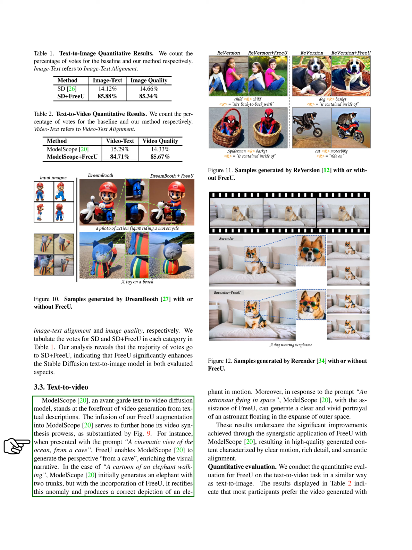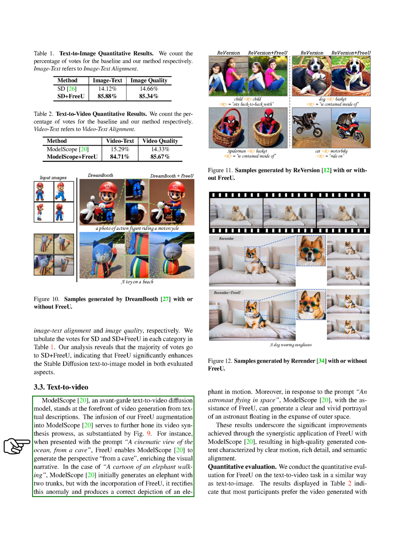Model Scope is a cutting-edge model that can generate videos from text descriptions. When we integrated FreeU into Model Scope, it improved the model's ability to create videos. For example, when given the text, "A cinematic view of the ocean," from a cave, FreeU enabled Model Scope to accurately depict the view from inside a cave. Similarly, when given the text, "An astronaut flying in space," Model Scope with FreeU was able to create a clear and vivid image of an astronaut floating in space.